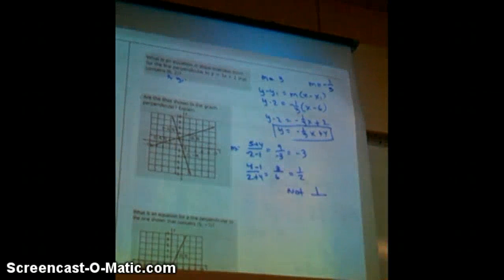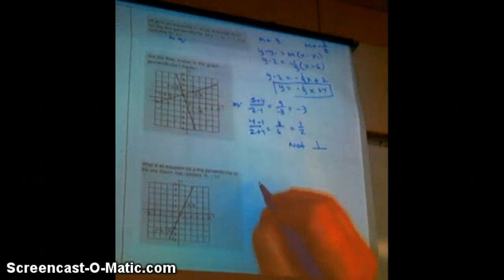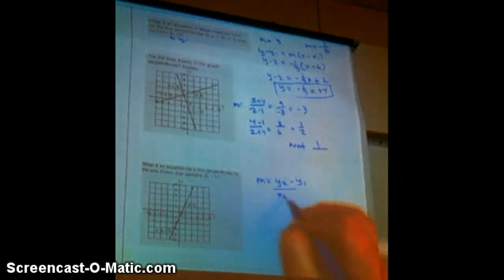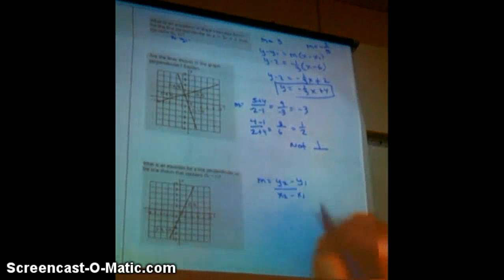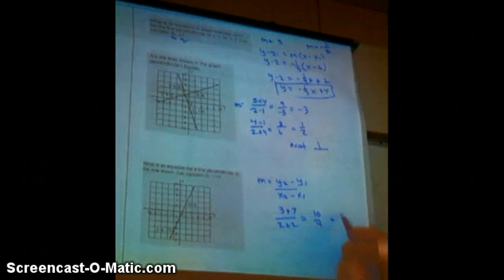Not perpendicular. Okay, one more question and we are done. What is an equation for a line perpendicular to the one shown that contains (5, negative 1)? First thing I need to do is find the slope of that line. Once again, we go back to our slope formula: m is equal to y2 minus y1 over x2 minus x1. So we have 3 plus 7 over 2 plus 2. We get 10 over 4, which is 2.5, or 5 over 2.